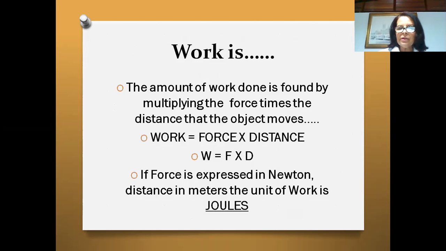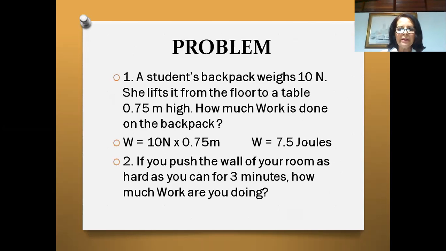The amount of work done is found by multiplying the force times the distance that the object moves. In other words, work, W, is equal to force times distance. So we have that formula, and if force is expressed in Newton, distance in meters, the unit of work is called joules. We have a problem here that we're going to be working in class.